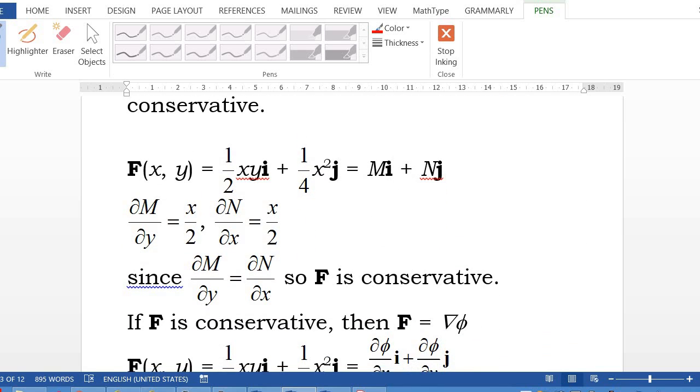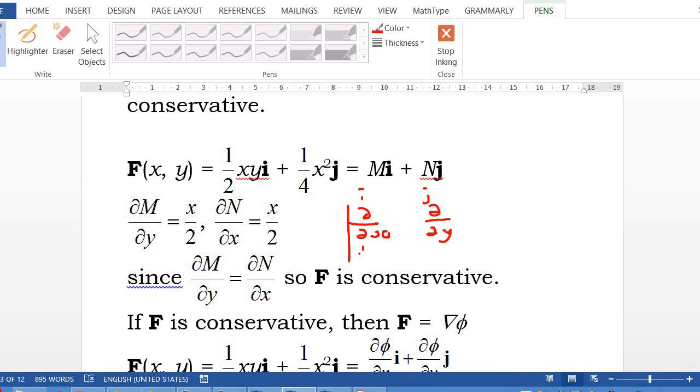Now we test the concept of conservative. This is F(x,y), and the component i we denote as M, component j is N. Or you may put it this way, in the curl form: this is i, this is j, you have del del x, and then you have del del y.